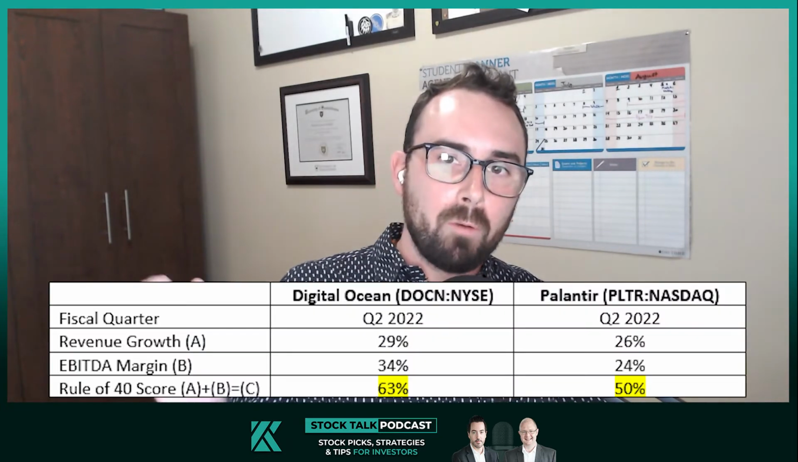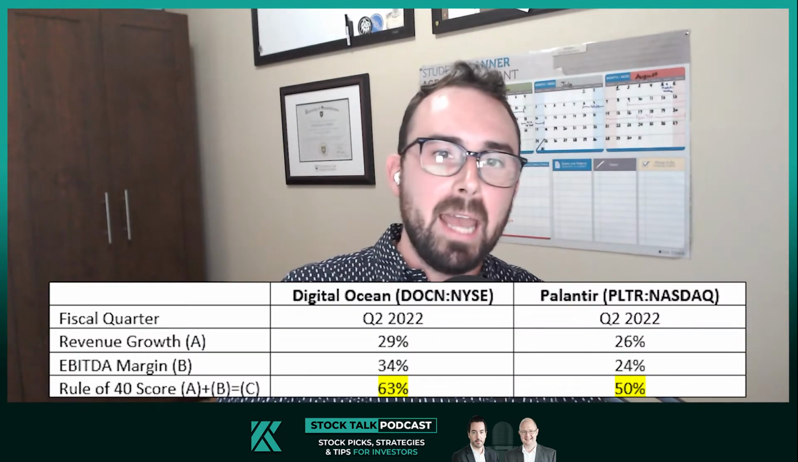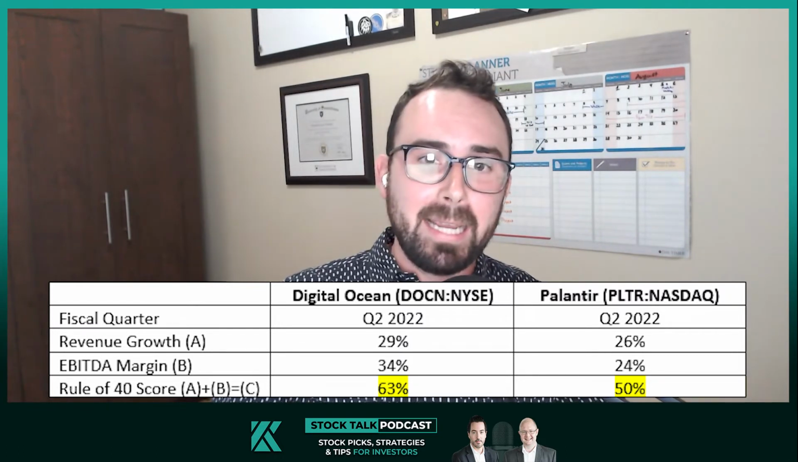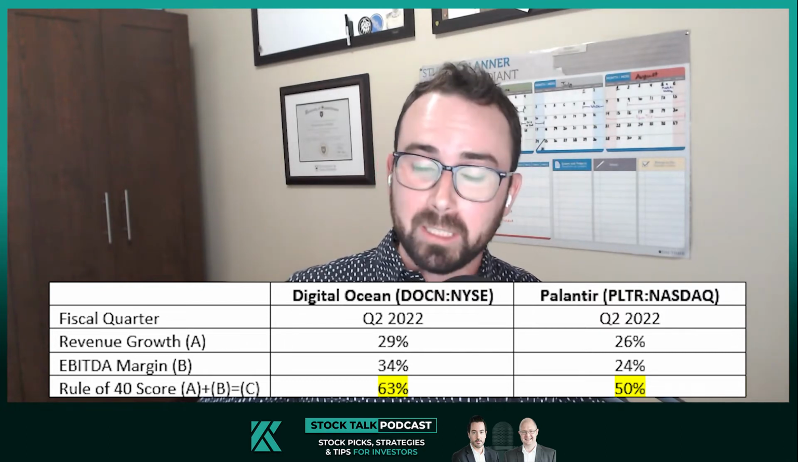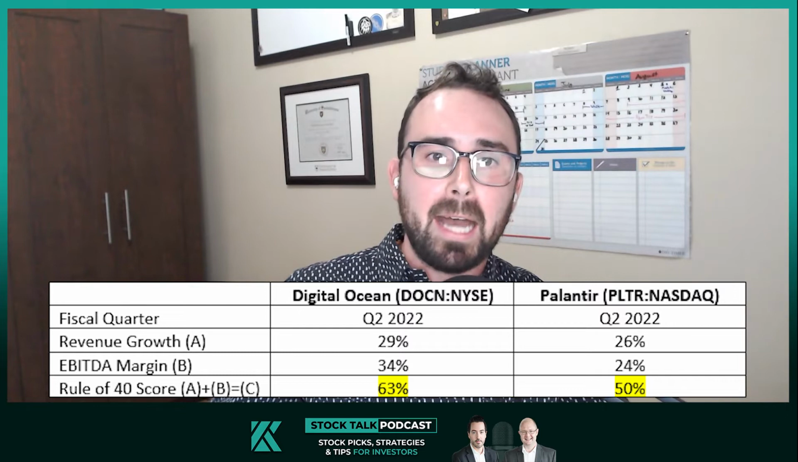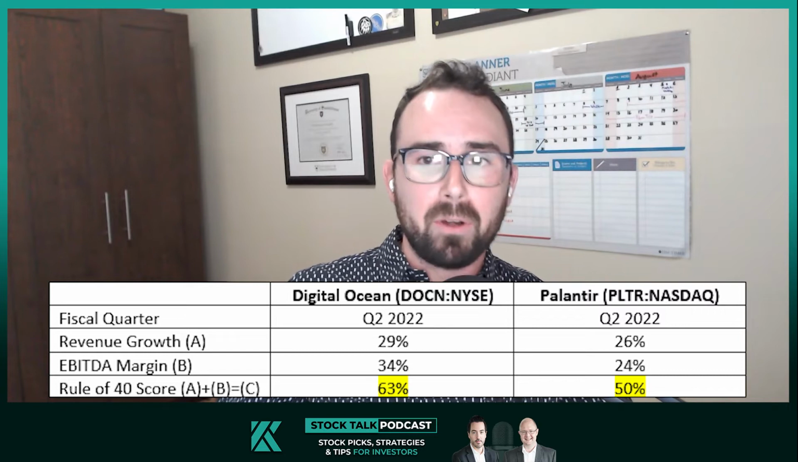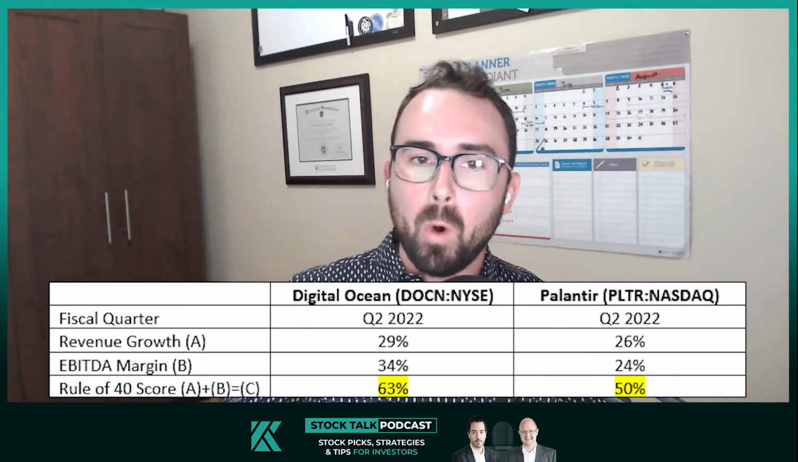So this is all for the fiscal quarter Q2 of 2022. Technically, if we wanted to look at the year results or the 12 trailing month results, that would work perfectly and it would actually smooth out any quarterly variations. But just for this, taking you guys back to school, I'm just going to look at the Q2 2022 results. So for DigitalOcean, revenue growth was 29%, and they have an EBITDA margin of 34% in the last quarter. So you just add those together and we get a rule of 40 score of 63, or 63%. Palantir, on the other hand, has revenue growth of 26% and an EBITDA margin of 24%. Adding those two together, we get a rule of 40 score of 50, or 50%.